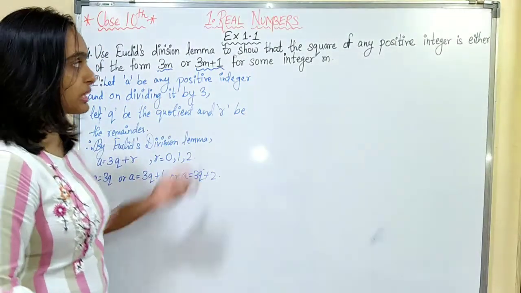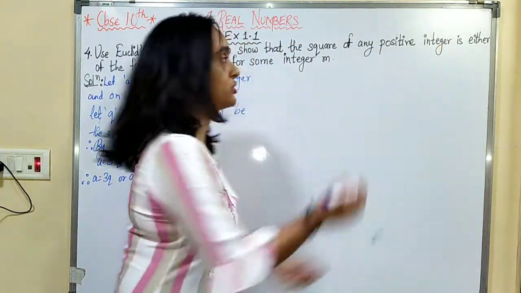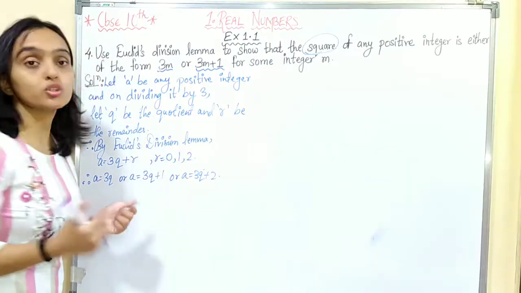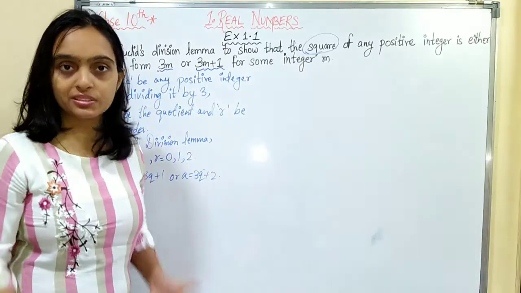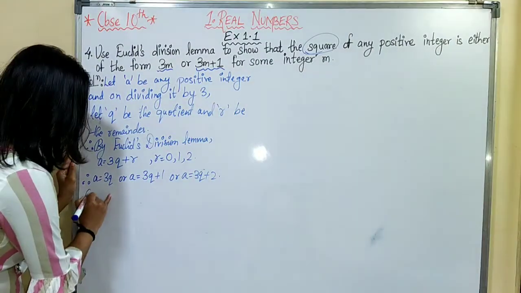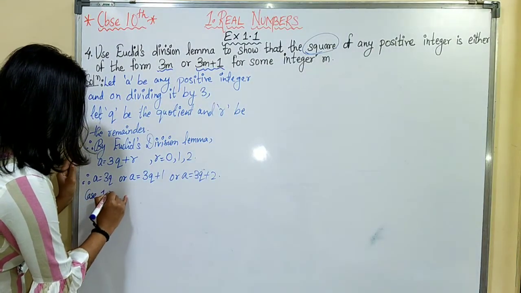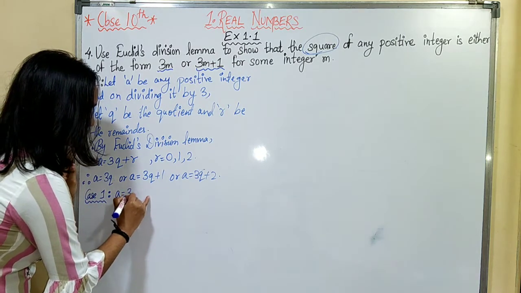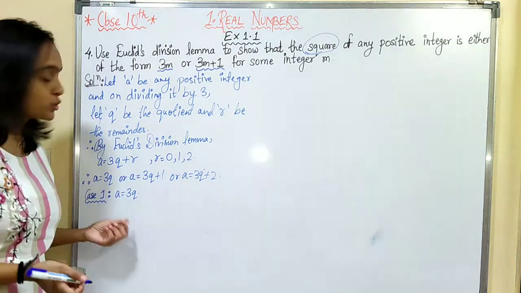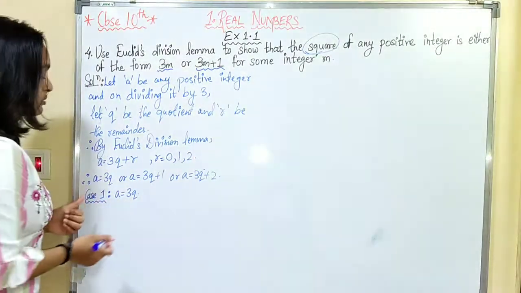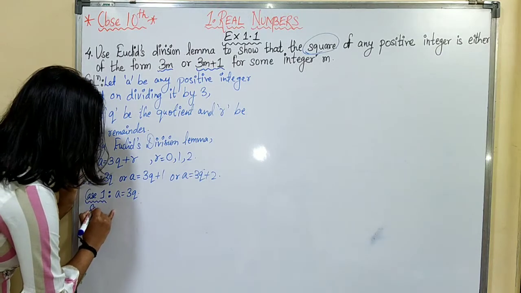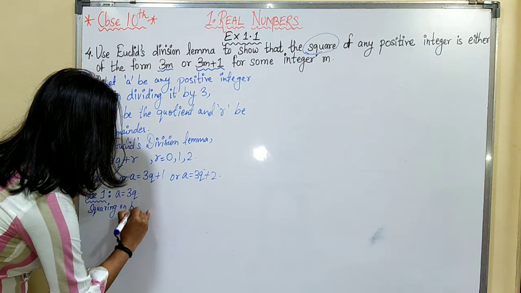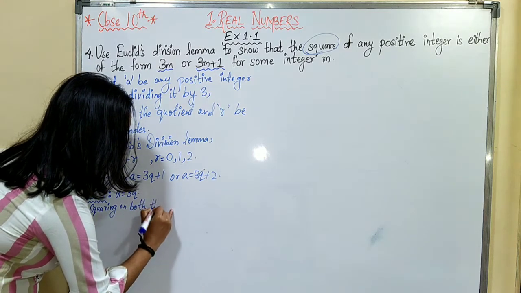And now the question says square of any positive integer. So now we will take the square of these numbers and see how that square is expressed. Okay. So case 1, where a equals 3q. So now we have to square this positive integer. So squaring on both the sides.